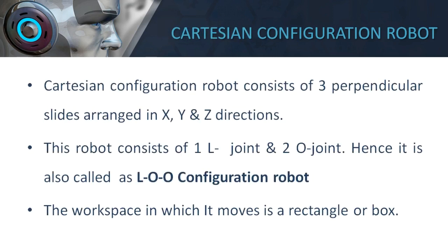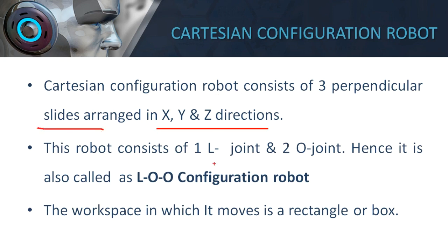The next type of configuration robot is a Cartesian configuration robot. So Cartesian coordinates, you all have understood what is a Cartesian coordinates, right? Cartesian coordinates is nothing but it talks about three axes, that is x, y and z directions. So Cartesian configuration robot consists of three perpendicular slides which are arranged in x, y and z directions.